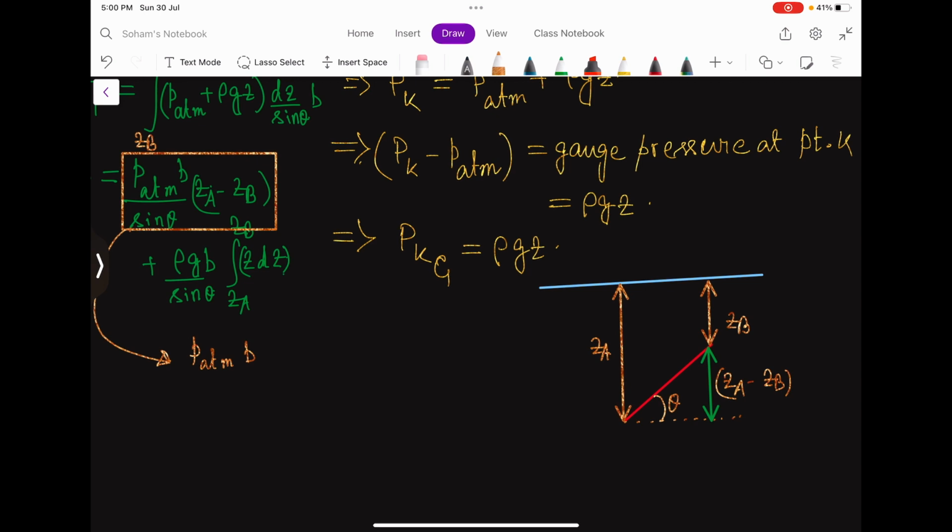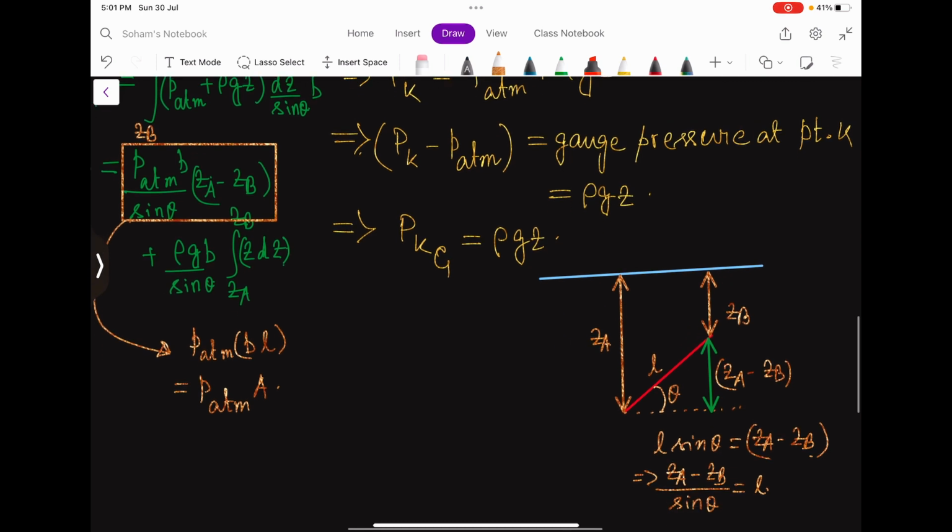I know that this length is L. So L sine theta is equal to za minus zb, which means (za minus zb) by sine theta is nothing but L. So this directly becomes b into L, and that directly becomes P atm into the area of the plate.